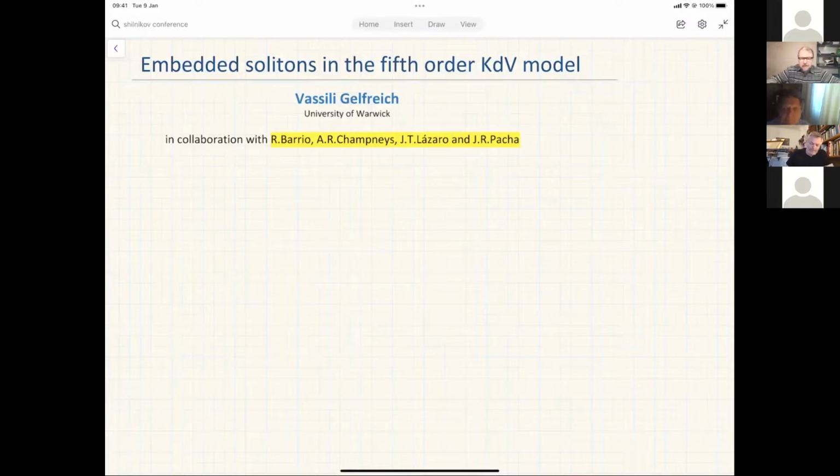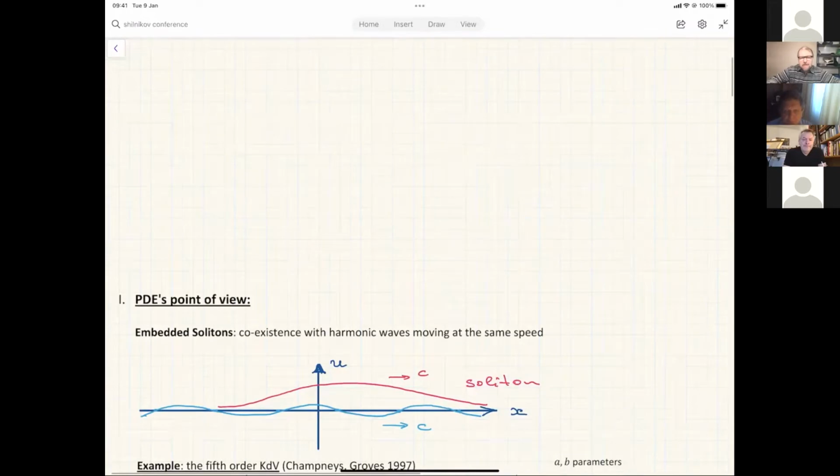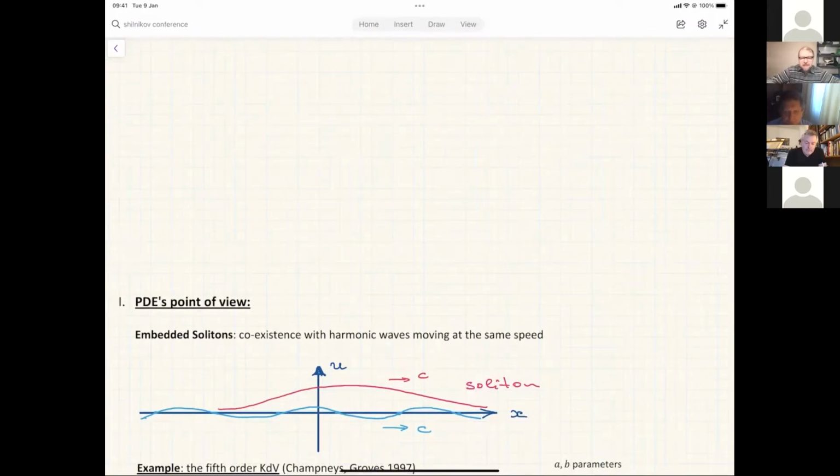So a soliton is a localized wave which moves with a constant speed in one direction. And we will assume that the space is one-dimensional. And then it was realized somewhere in the end of the 90s that such a localized solution can coexist with small amplitude linear waves which move at the same speed.